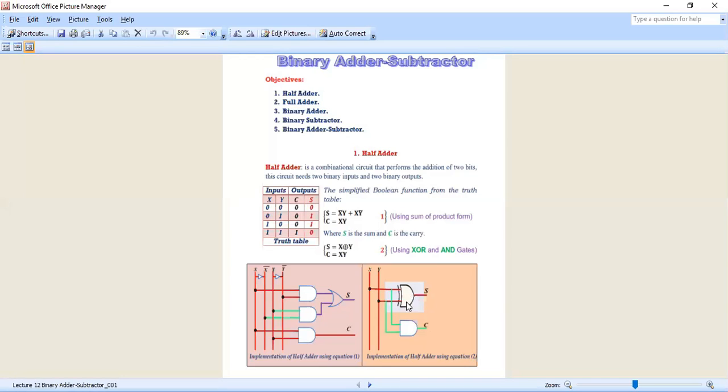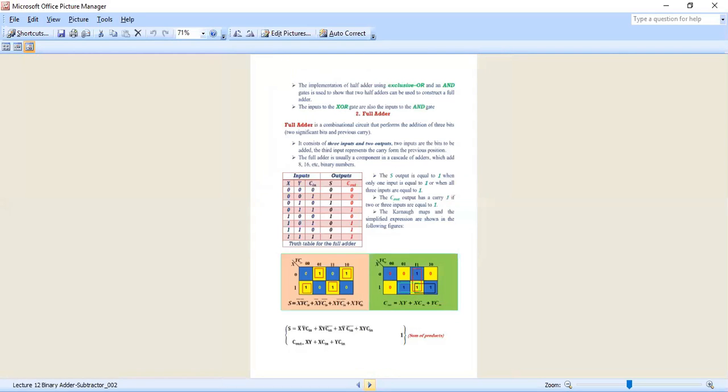Half adder is a combinational circuit that performs the addition of two bits. The circuit needs two binary inputs and two binary outputs. So this is the implementation of the half adder using exclusive OR gate and AND gate.